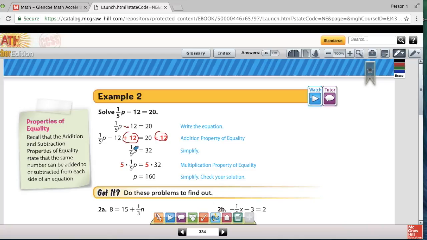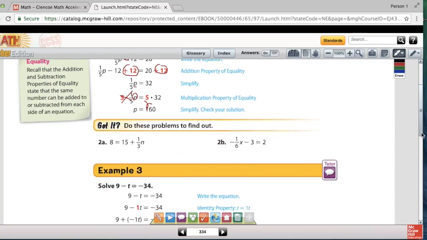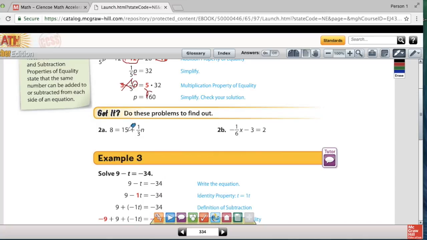Right now it's 1/5 times p. The opposite is to divide by 1/5. And that's why you see that 5 out front, so we can isolate the variable p. And then when we take 5 times 32, we get 160. Notice on this one they showed it the horizontal method. I'm going to show my work here the vertical method.